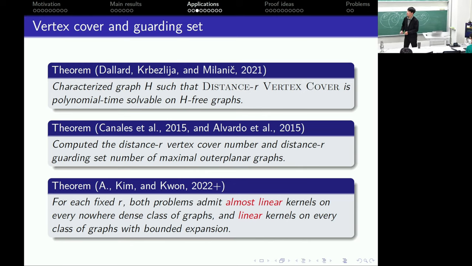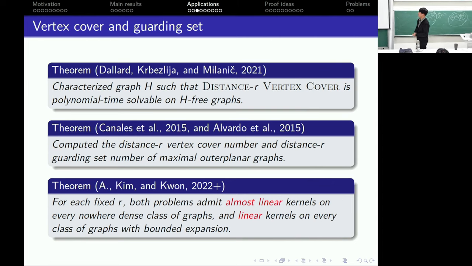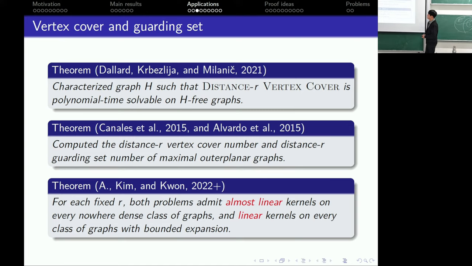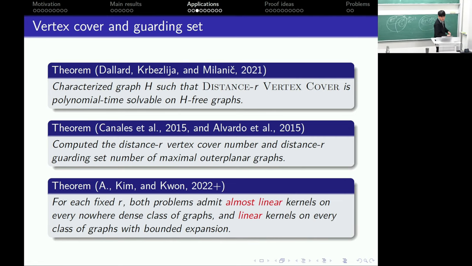Yeah. So Dabla characterized the graphs H such that on H-free graphs the problem becomes polynomial-time solvable. And these people computed some of these numbers on maximal outerplanar graphs. So there is some literature studying these numbers. And our result implies almost linear and linear kernels on sparse graph classes.